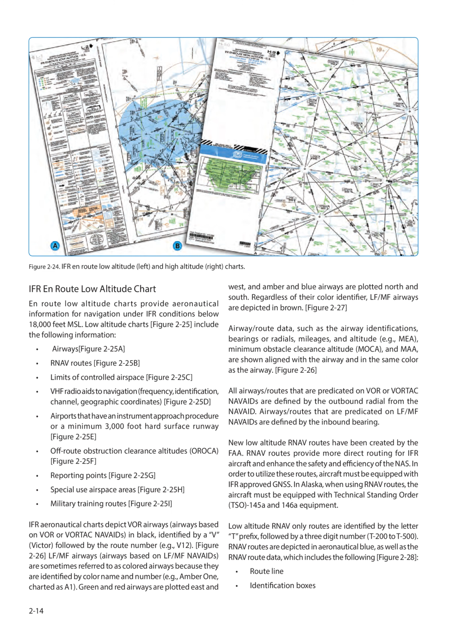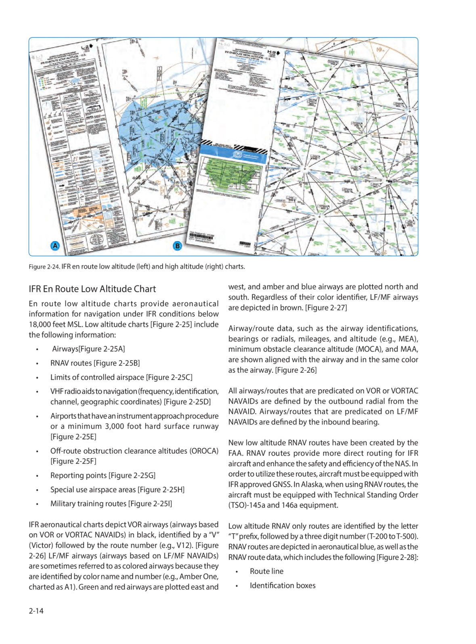Figure 226, LF/MF airways, airways based on LF/MF NAVAIDs, are sometimes referred to as colored airways because they are identified by color name and number, for example Amber 1, charted as A1. Green and red airways are plotted east and west, and amber and blue airways are plotted north and south. Regardless of their color identifier, LF/MF airways are depicted in brown.